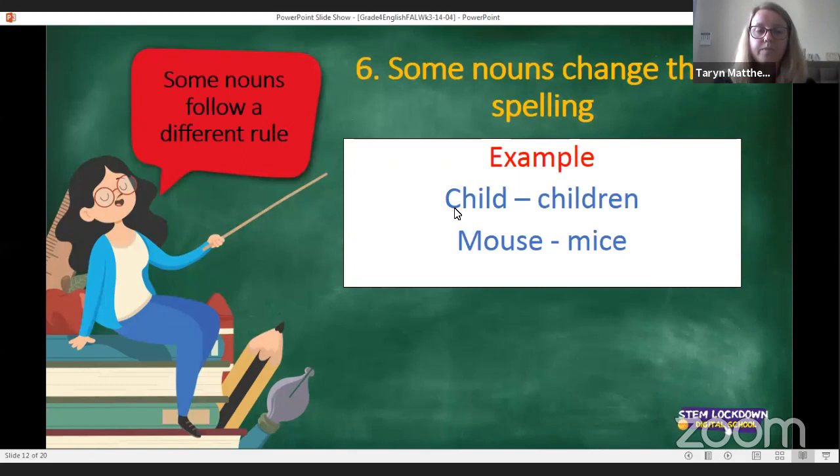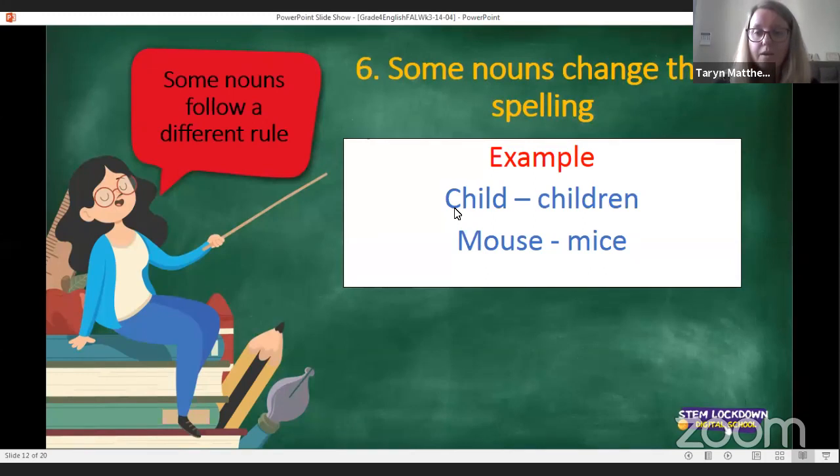Okay, now, rule number 6 says that some nouns change their spelling. So remember, that's where I spoke to you about woman changing its spelling. Now we've got child becomes children. So I can't say there's many childs in the class. Doesn't sound right, does it?